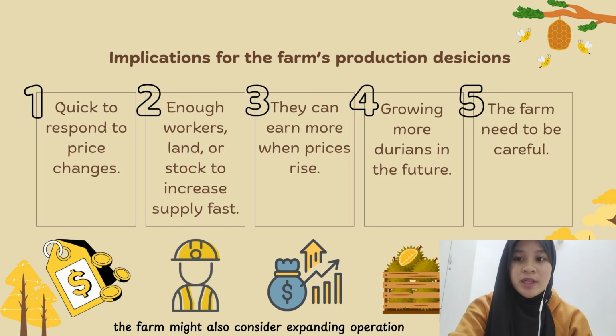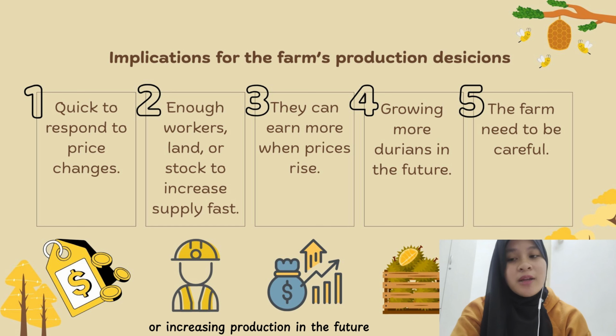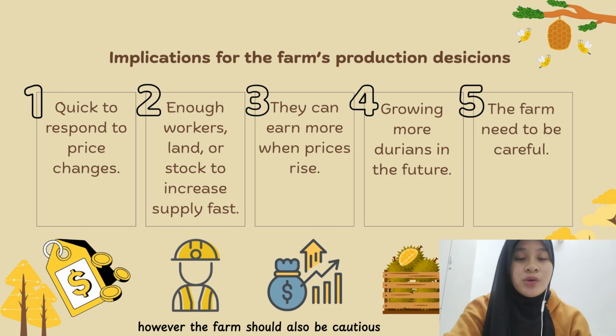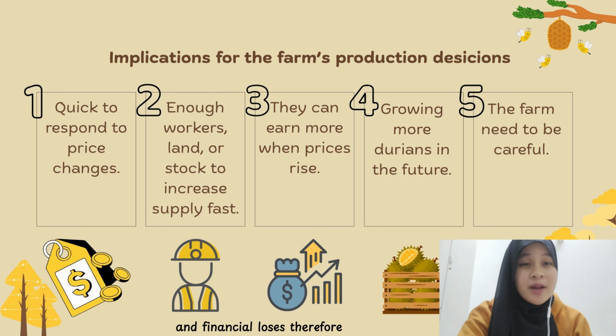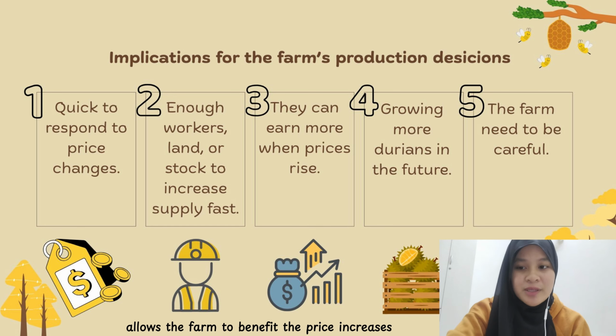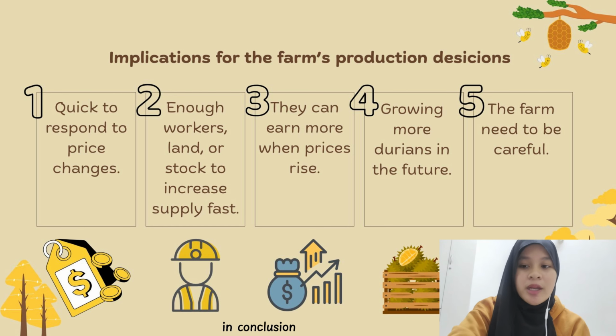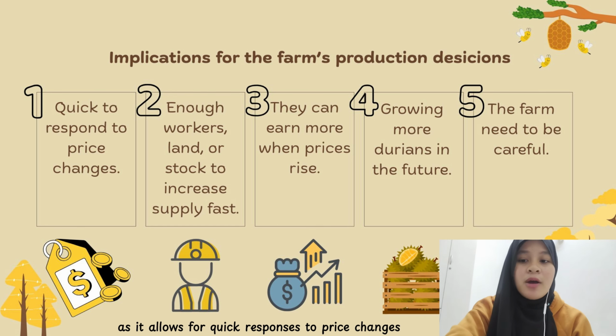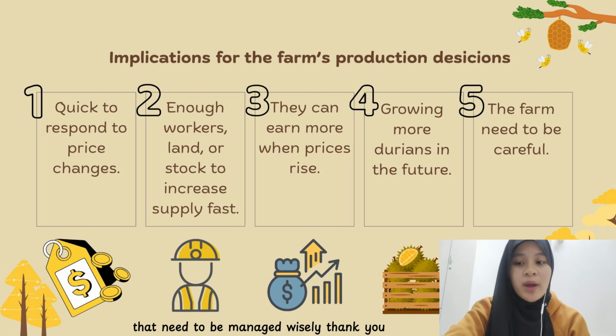The farm might also consider expanding operations or increasing production in the future if prices remain high, which could lead to greater profitability. However, the farm should also be cautious. If market prices suddenly fall, having a high supply could lead to unsold stock and financial losses. Therefore, while the elasticity allows the farm to benefit from price increases, it must also manage its supply carefully to avoid overproduction during price drops. In conclusion, an elastic supply is beneficial for the durian farm as it allows for quick responses to price changes, offering both opportunities and risks that need to be managed wisely.